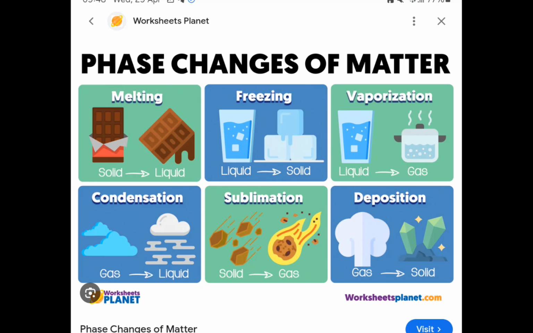Phase changes of matter. Melting, solid to liquid. Freezing, liquid to solid. Vaporization, liquid to gas. Next, condensation, gas to liquid. Sublimation, solid to gas. Deposition, gas to solid.